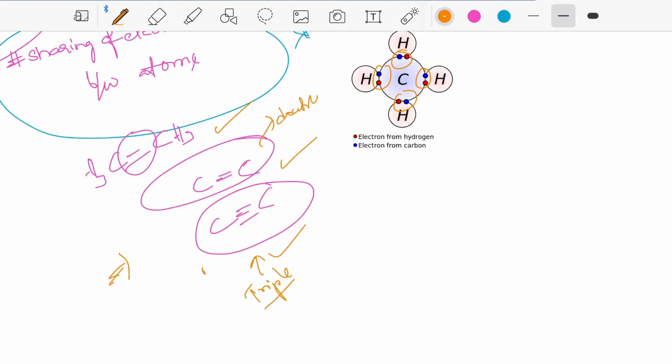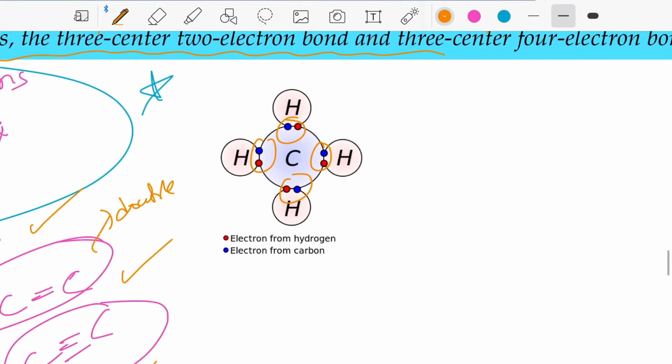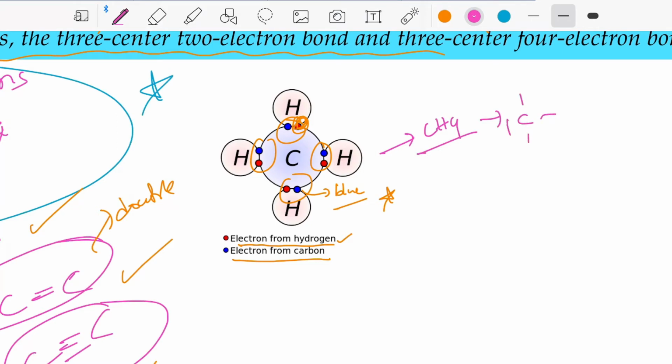Here we can visually see the electron from a hydrogen is a red one, and the electron from a carbon is a blue one. Those were shared by the carbon. It's nothing but the formation of CH4. Four covalent bonds. CH4 is nothing but methane.